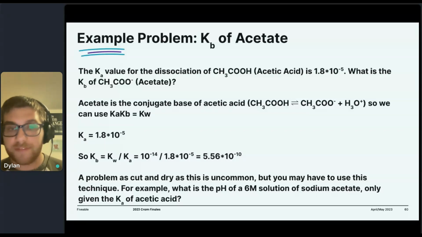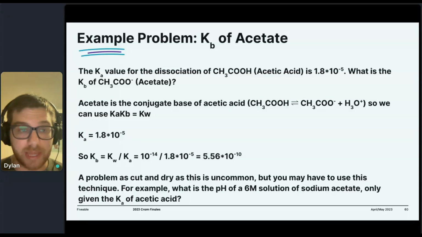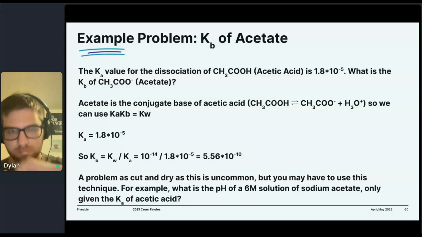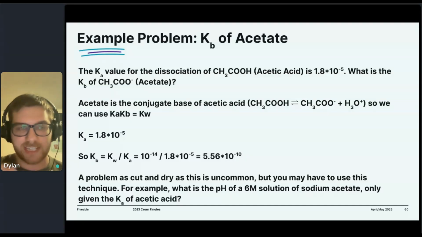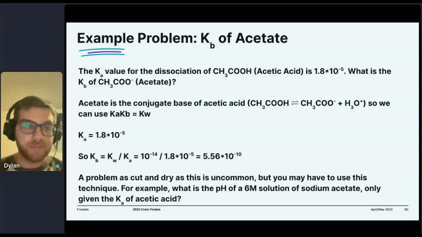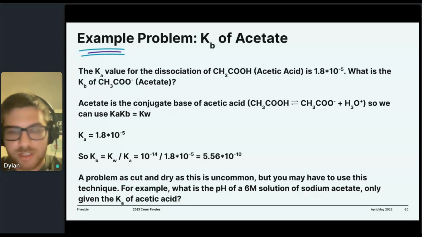However, you may have to use this technique to do more steps. For example, if I'm told to find the pH of a solution of sodium acetate, but I'm only given the Ka of acetic acid, my first step would be finding the Kb of acetate, because then I can use the Kb expression for acetate to calculate that pH. I can write out the equation of acetate reacting with water to form acetic acid and OH minus, right? Find the concentration of OH minus from there, and boom, we've got a pH. Well, we've got a pOH, and then we can find the pH.